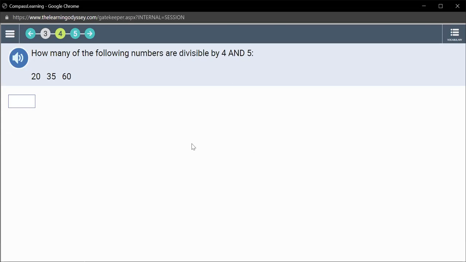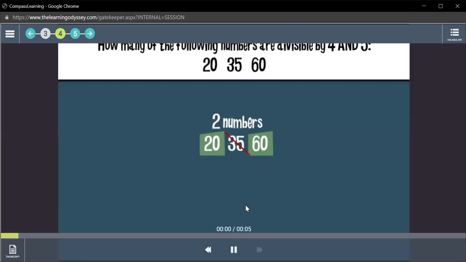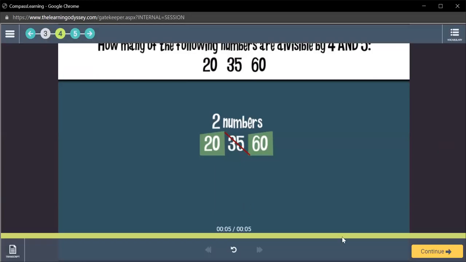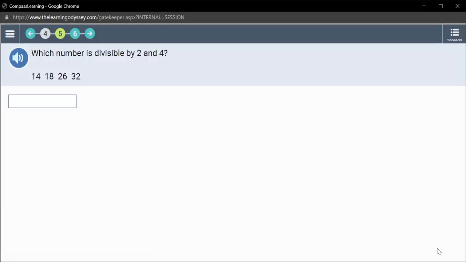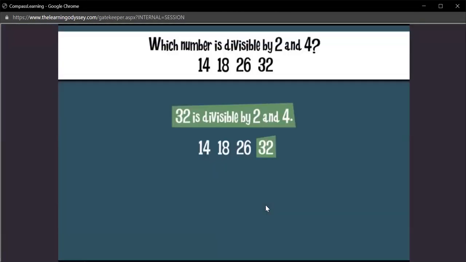How many of the following numbers are divisible by 4 and 5? 20, 35, 60. Two numbers, 20 and 60, are divisible by 4 and 5. Which number is divisible by 2 and 4? 32 is divisible by 2 and 4. 2 can divide all of the numbers evenly, but 4 can't divide the other numbers without a remainder.